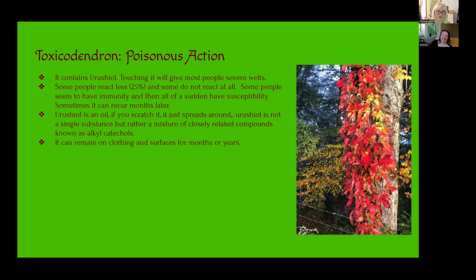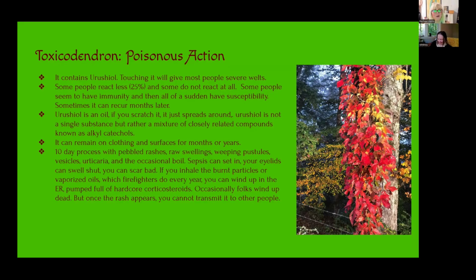When you get a rash, there's usually a 10-day process. This is how it's been described: pebbled rashes, raw swellings, weeping pustules, vesicles, urticaria, and the occasional boil. You can get sepsis from this, depending on how much you have, from scratching it and it getting infected. You can also get it on your eyelids. Your eyelids can swell shut. You can scar really bad.